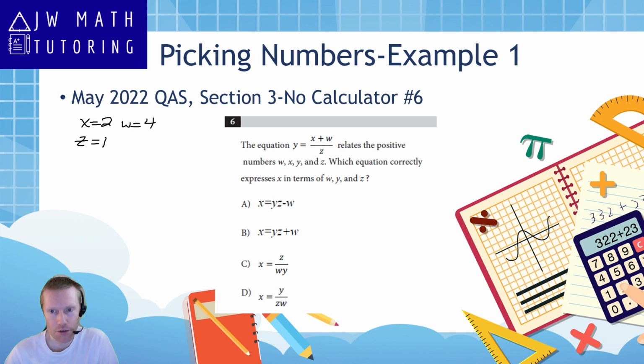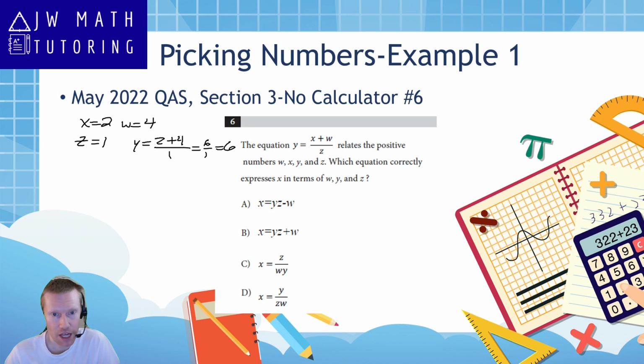So now I plug them all in. y is going to equal 2 plus 4 divided by 1. Therefore, y is going to equal 6 over 1, or 6. Now we would go down through the answer choices, plug in y, z, and w on the right side, and see which answer choice is going to equal 2, because x is equal to 2.